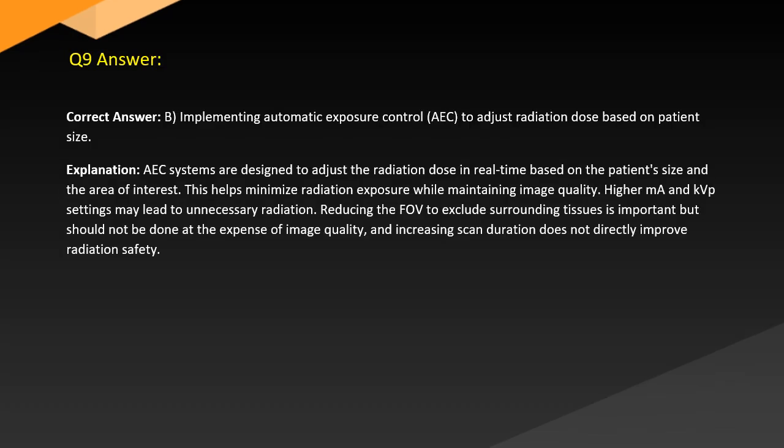Answer. Correct answer. B. Implementing automatic exposure control to adjust radiation dose based on patient size. Explanation. AEC systems are designed to adjust the radiation dose in real time based on the patient's size and the area of interest. This helps minimize radiation exposure while maintaining image quality. Higher kVp settings may lead to unnecessary radiation. Reducing the FOV to exclude surrounding tissues is important, but should not be done at the expense of image quality, and increasing scan duration does not directly improve radiation safety.